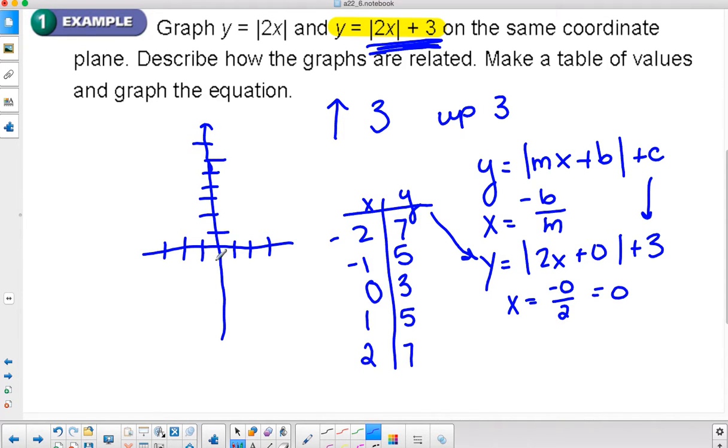All right, so we've got negative 2, positive 7. Negative 1, 5. 1, 2, 3, 4, 5. Yes. 0, 3, 1, 5, and 2, 7. All right, so now we draw this out, and here you go. Now, if you look at your graph, what do you notice? 1, 2, 3. It shifted up 3 units.